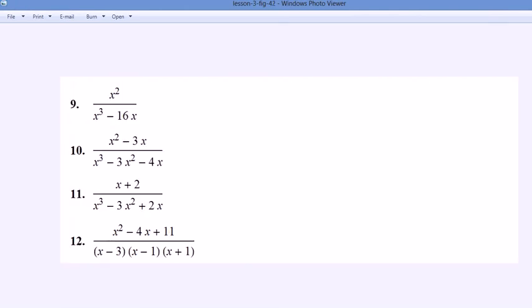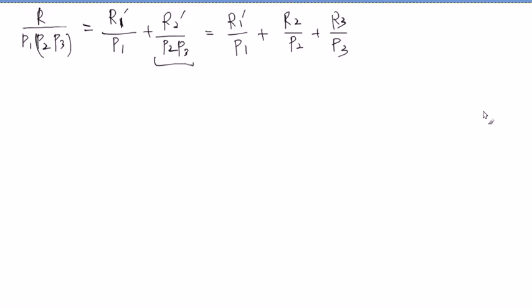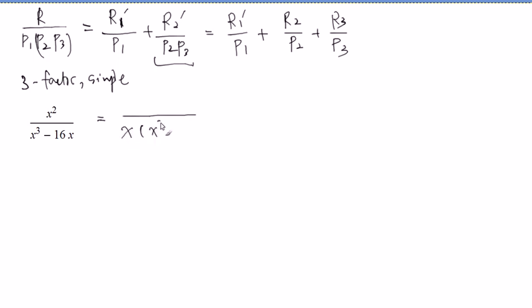So setting up, that's the beginning. So do you see the 3 factors there? X factored out, x squared minus 16. So let's start with this one. So this is a 3-factor case. Simple. That means there's no 2 copies of the same irreducible factor involved in there. All right, so you see the factorization. X is factored out, right? Common factor, x squared minus 16.